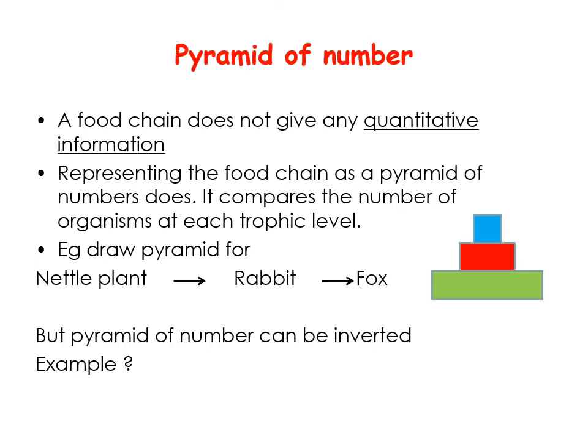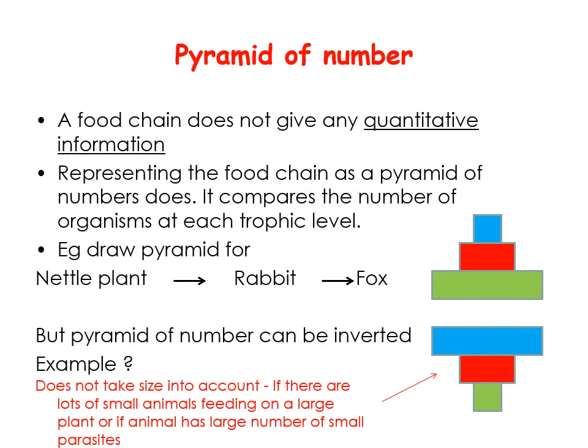Okay, but the problem with just representing data as numbers of individuals, when you're trying to think about energy transfer through that ecosystem, through that food chain, is that a pyramid of number can be inverted in this way. So this is a limitation of looking at pyramids of number if you're trying to think about energy transfer through an ecosystem, because it doesn't take into account the size of the organism.